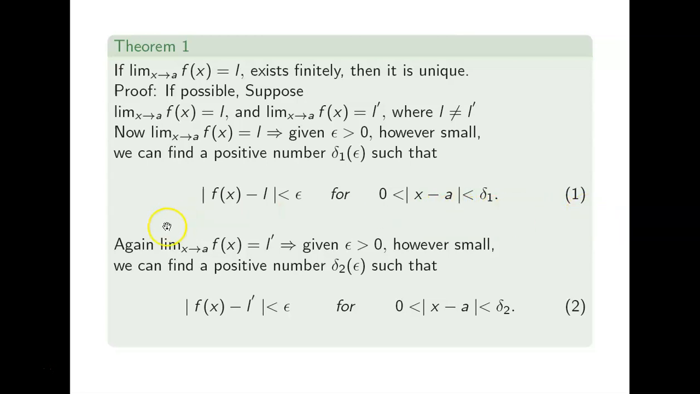And again, we know that the limit as x approaches a of f(x) is equal to L', which implies in terms of the epsilon delta definition, we will write given epsilon greater than 0, however small, we can find a positive number delta 2. Here we are looking for a different delta. It depends upon epsilon such that |f(x) - L'| is less than epsilon for 0 < |x - a| < delta 2. Let us name this inequality as 2.